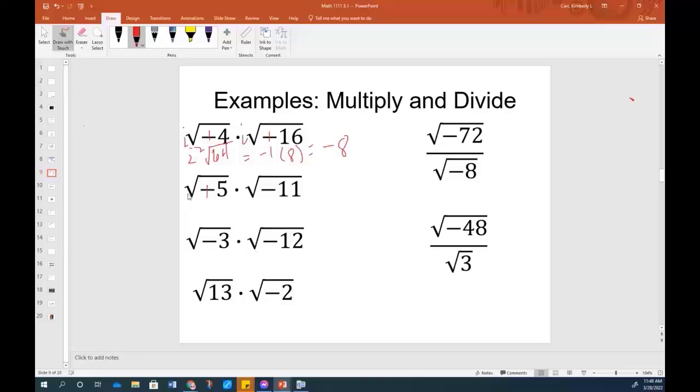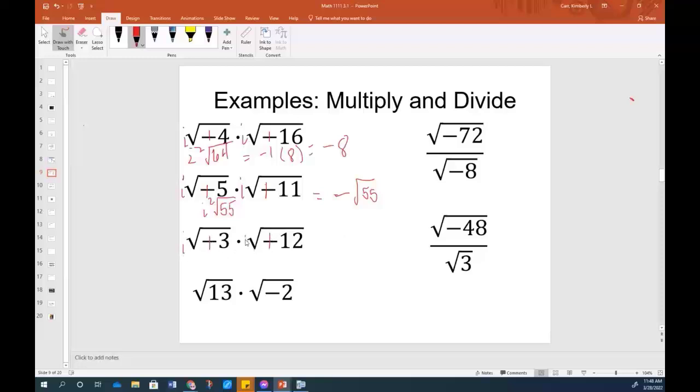Take the i out first. Then multiply in front. i times i is i squared. And then inside, 5 times 11 is 55. Now, the square root of 55 doesn't simplify because that's just 5 times 11. But i squared is -1. So I have negative, for that -1, root 55.